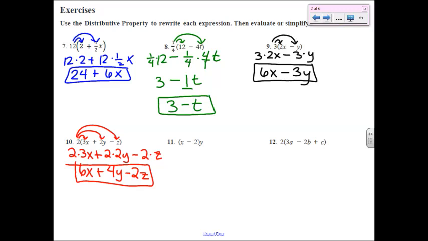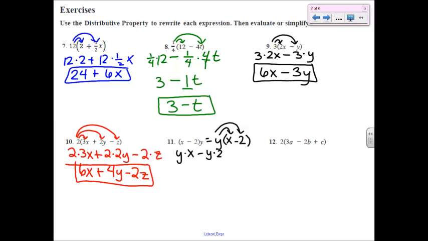In number 11, we have the number being multiplied on the right side. It doesn't make it any different. You still do the same thing. So I could easily write this as y out front if you're more comfortable with that. And then the y gets multiplied by the x and the 2. So I have y times x minus y times 2.